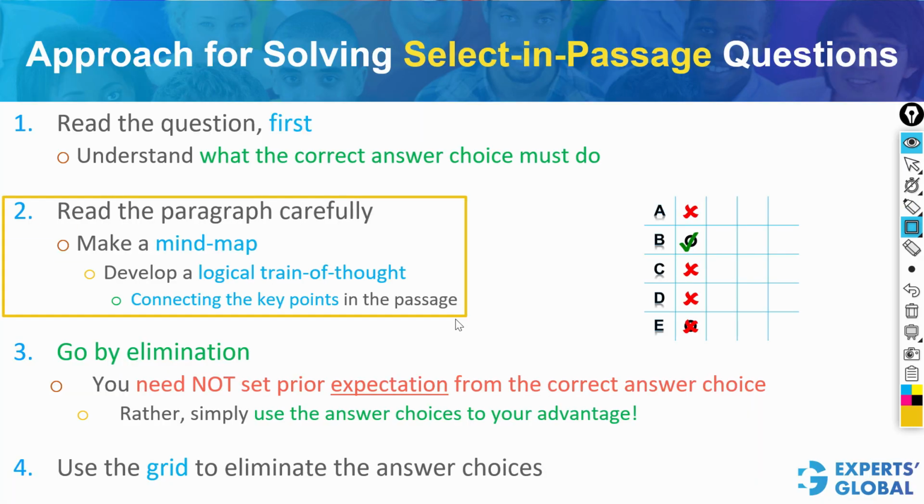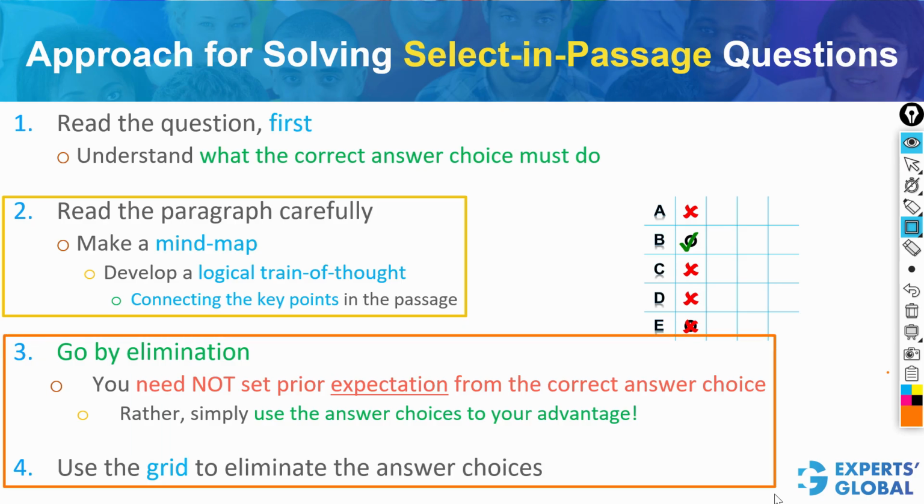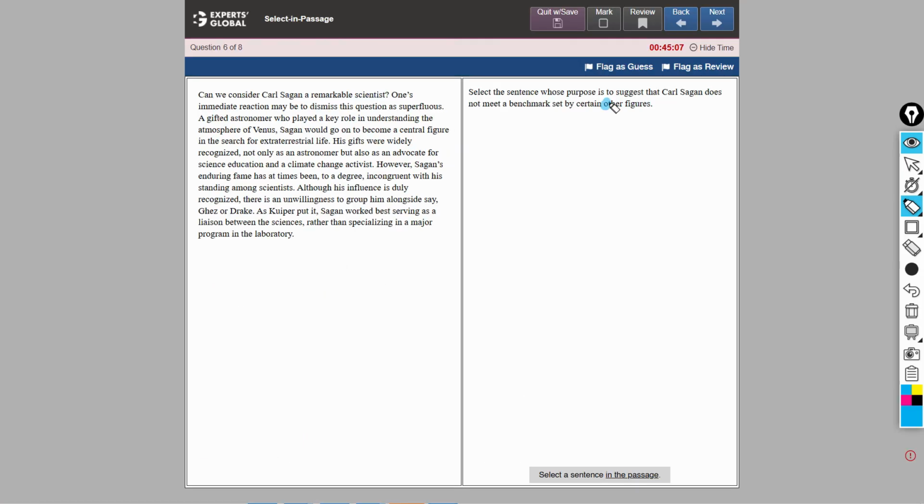So we duly completed the second step here, and now we will go by elimination using the answer choices to our advantage. Other figures have been talked about only in this sentence, but here this person has been talked about not from the point of view of being a benchmark that the scientist does not meet. This figure has been quoted in an expert capacity to assert a certain point. Therefore, this last sentence is incorrect.